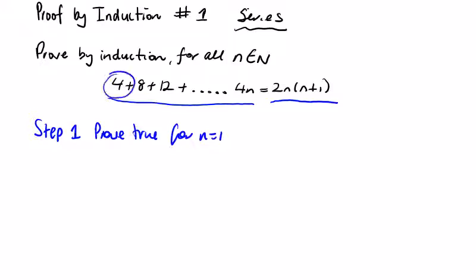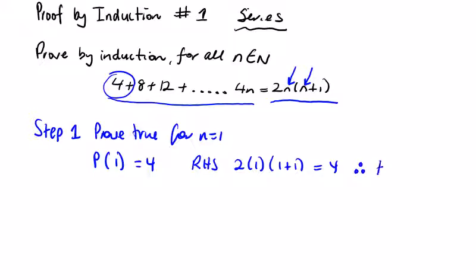So 4 here is the first term. We call it proposition 1 is equal to 4. You can see here, if we put 1 into the right hand side, which we're going to do here, this is the left hand side, the right hand side for proposition 1 is 2 times 1 by 1 plus 1, which is also equal to 4. So therefore you write, therefore true for n is equal to 1.